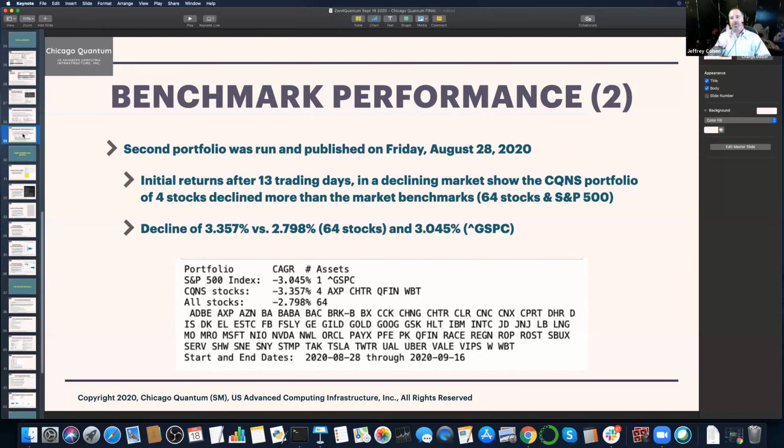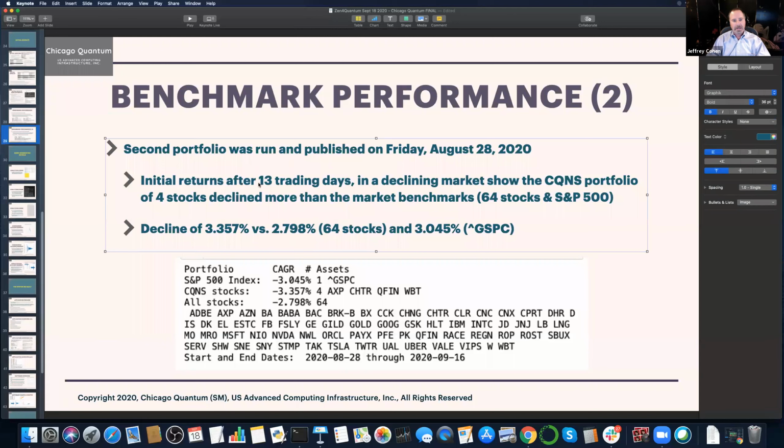The next one was run on August 28. So this is a declining portfolio. I didn't know it was going to be declining, but this is during a recent downturn in the market. So it's 13 trading days. And I ran this because we're going to be speaking at the FS Club, which is in London, on Monday morning. And they wanted to know how our portfolios did.